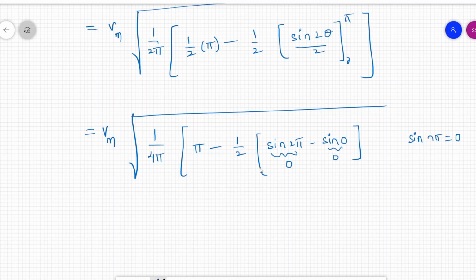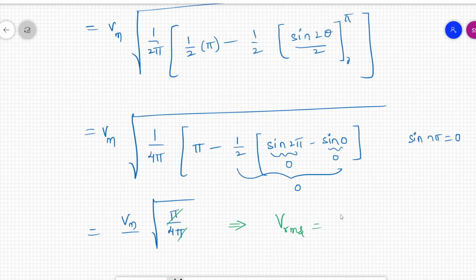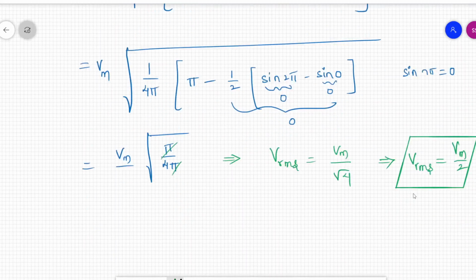So this value will become 0, so the expression will be Vm into 1 by 4 pi. This term will become 0, so it will be pi by 4 pi. If we cancel out pi, that will be Vrms equal to Vm by root 4, that is nothing but 2, right? Vrms equals Vm by 2. So the RMS value of the half wave rectifier output is Vm by 2.